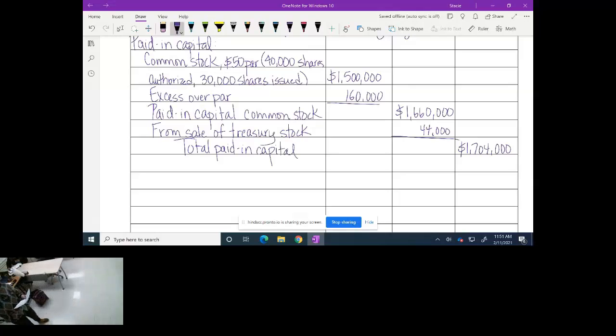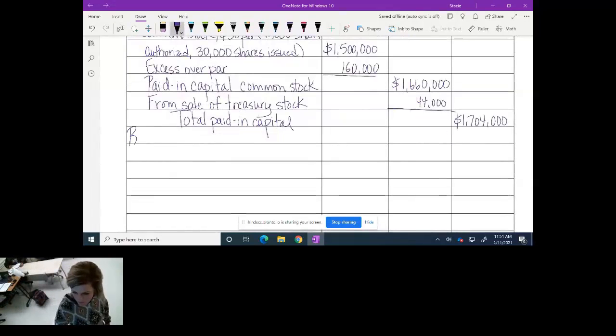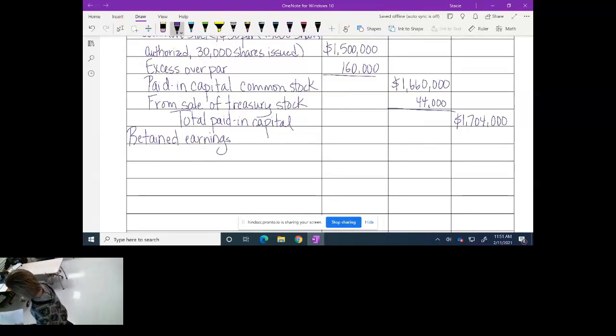Okay, so the next thing we will list is retained earnings. And that amount is $4,395,000. So remind me what retained earnings is. Anyone?